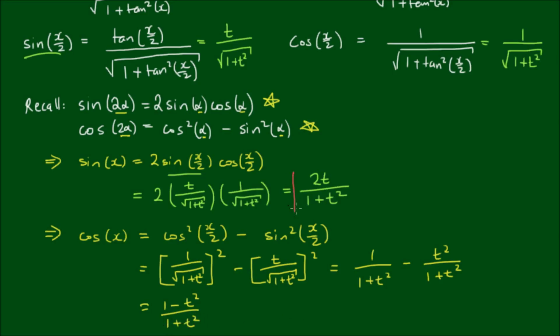So once again, sine x is equal to 2t on 1 plus t squared, and cos x is equal to 1 minus t squared on 1 plus t squared, where t is equal to the tan of x on 2.